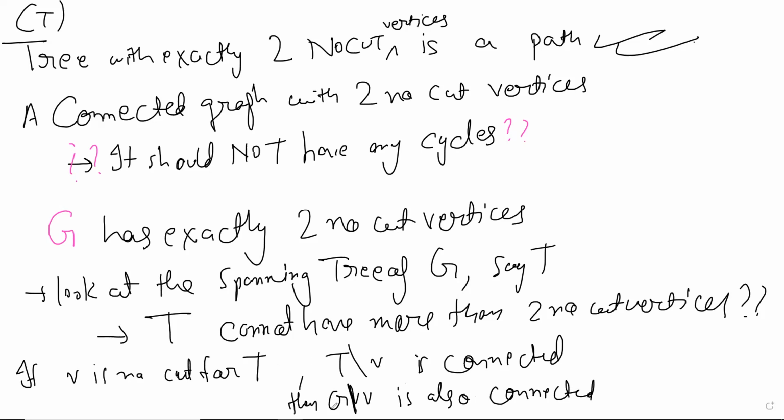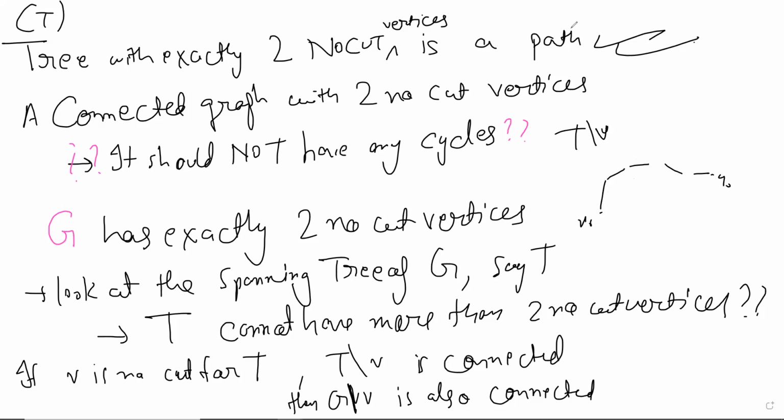Right? Because G has more edges. Any edge, not just more, but anything that is there in T is also there in G, right? So if T minus V is connected, meaning that in T minus V, if you have 2 points x naught, y naught, then there is a path. Then this path will be there in G also. G has more things, right?